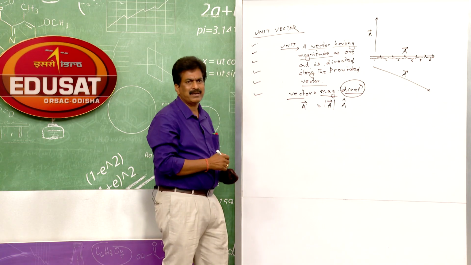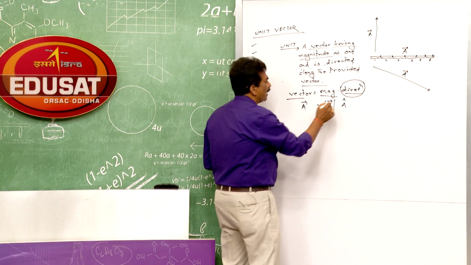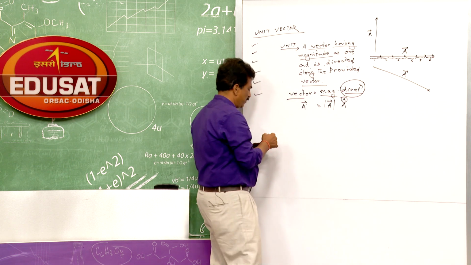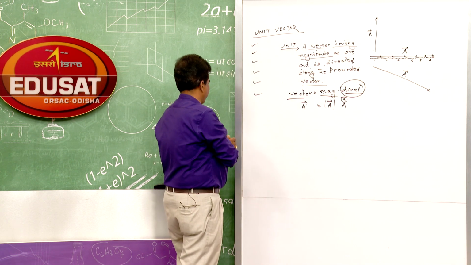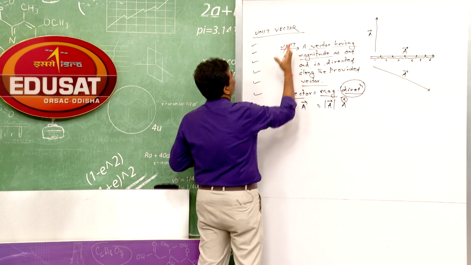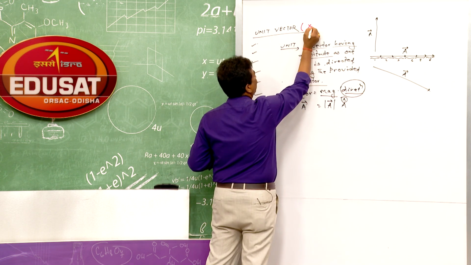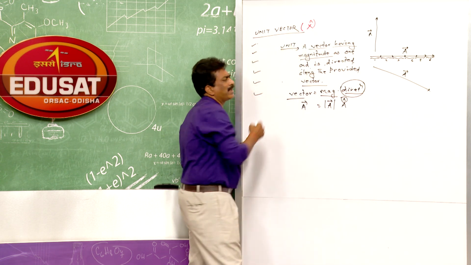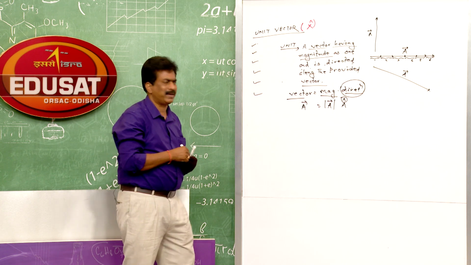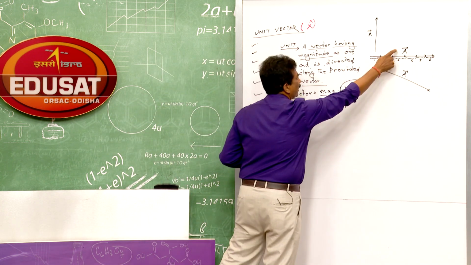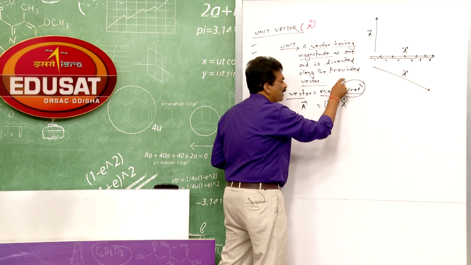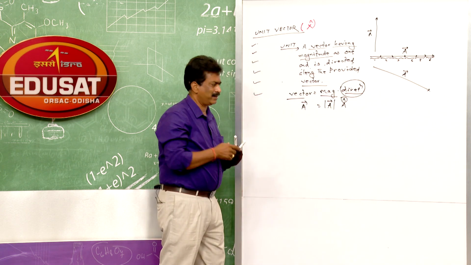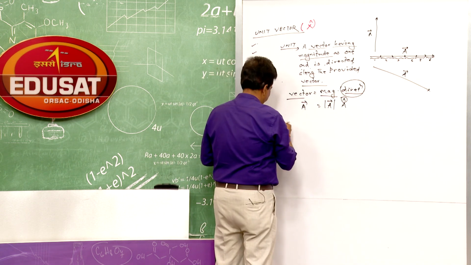So, a unit vector is generally represented with a cap above it. Suppose the vector is x, then x with the cap will be the unit vector. Here the vector we have taken is a, therefore it is a cap. This a cap is known as the unit vector. So, how much is this a cap?